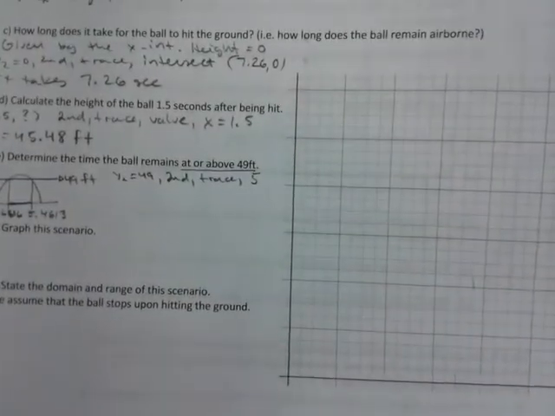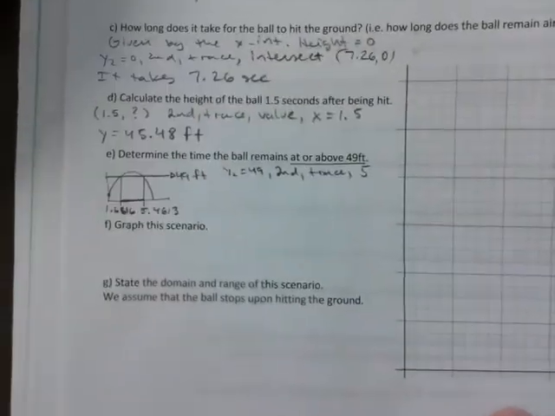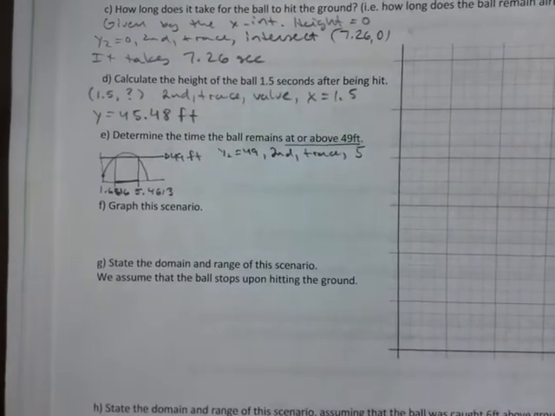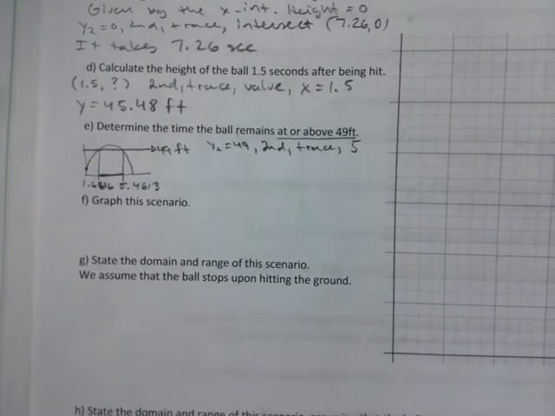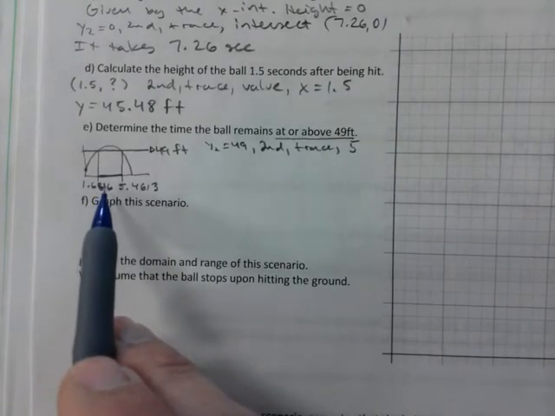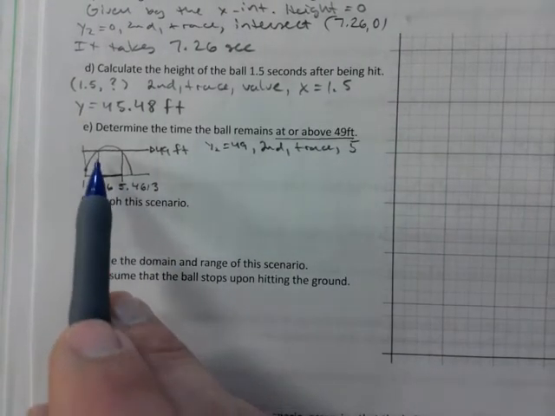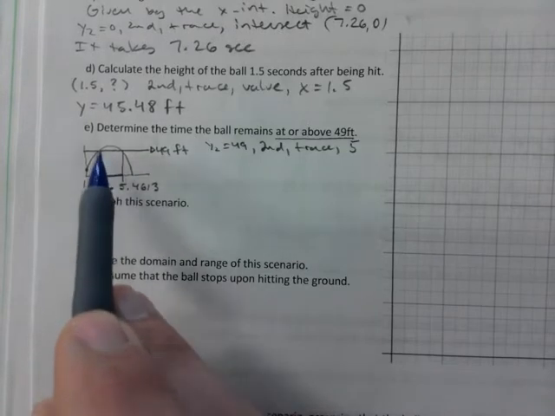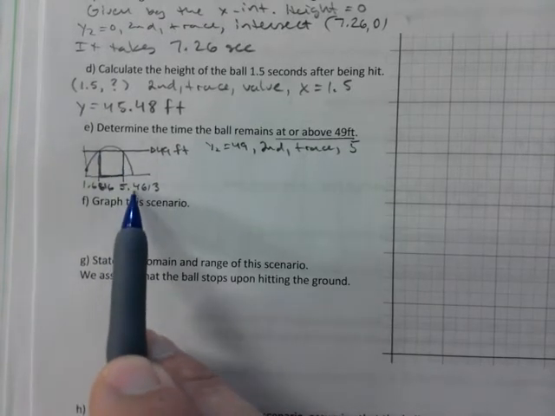Let me zoom into that part. I'm going to zoom in because we don't need the grid just yet. Okay. That's 1.6816. That's the first time that happens. And then it happens again here.